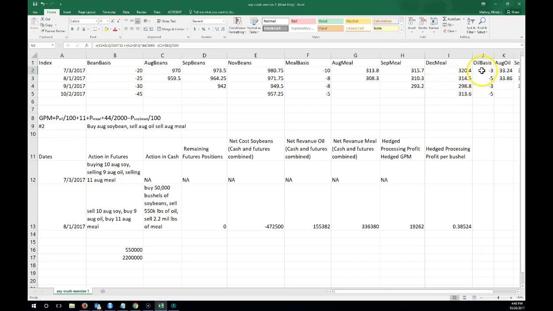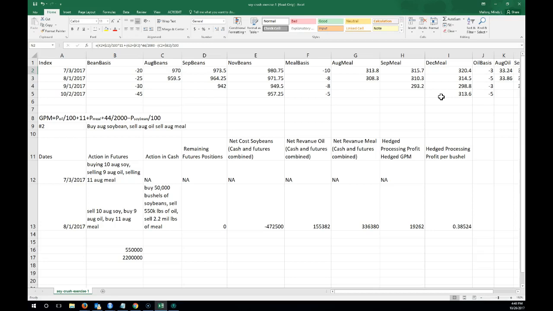Now let's talk about the oil basis. So the oil basis went from minus 3 to minus 5, and that is indeed not in our favor because we were going to be selling for 3 under, now we're selling for a lower price of 5 under. That's bad for us. So we had 2 goods and one bad in terms of basis change.